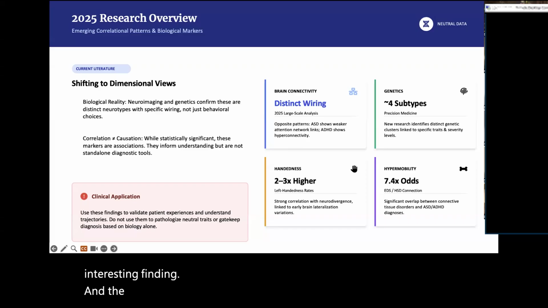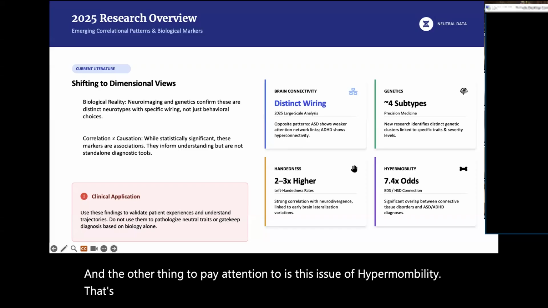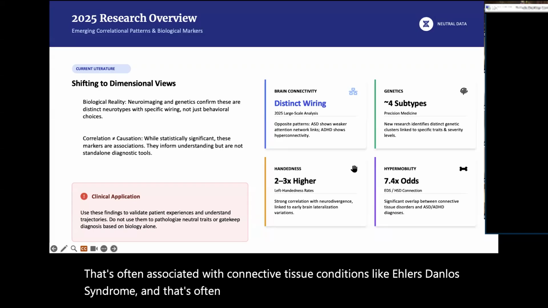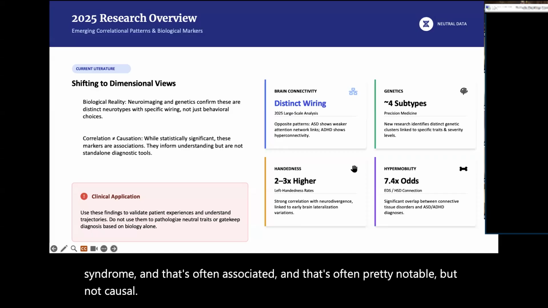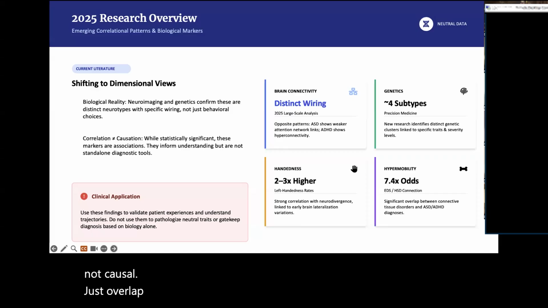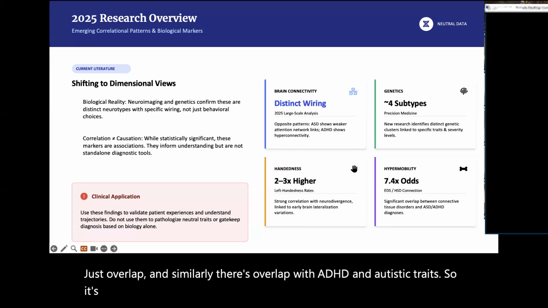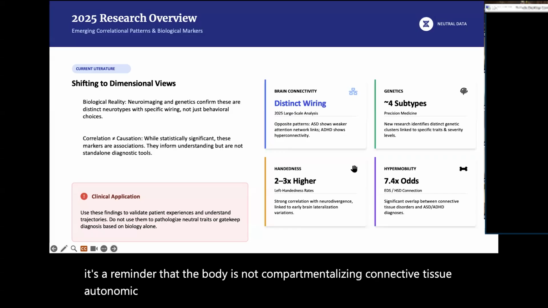The other thing to pay attention to is hypermobility. That's often associated with connective tissue conditions like Ehlers-Danlos syndrome. That's often pretty notable, but not causal, just overlap. And similarly, there's overlap with ADHD and autistic traits. So it's a reminder that the body is not compartmentalizing. Connective tissue, autonomic regulation, neurodevelopment, all of that intersects.